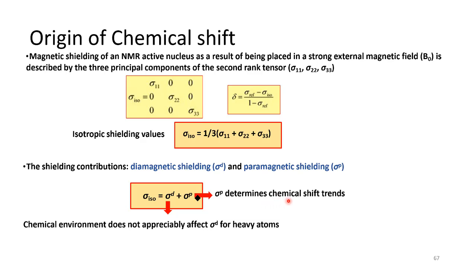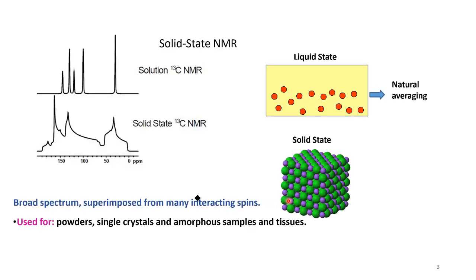And for the paramagnetic shift, its determination is required to determine the chemical shift trends. For solid NMR, we will not get very sharp peaks, but rather broad peaks will be observed in the solid case. Because in the liquid, the natural averaging out happens, but in the solid state, the atoms are not moving that much, so the averaging out phenomenon is not happening. That's why we are getting a broad peak.